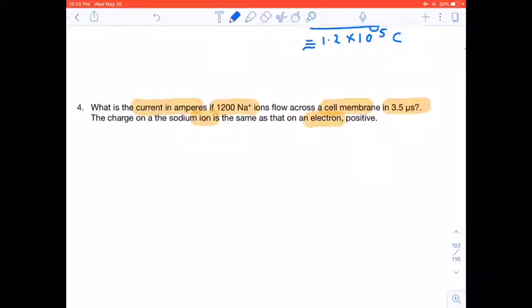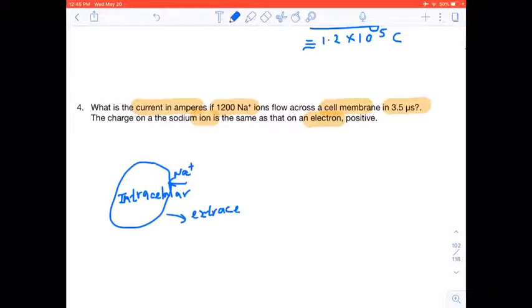And we want to know now what is the current in amperes. Now, essentially, what we have here is, say, you have your membrane, and you've got your sodium ions that are moving through the membrane. And you know the cell membrane has an intracellular side, and outside is extracellular.